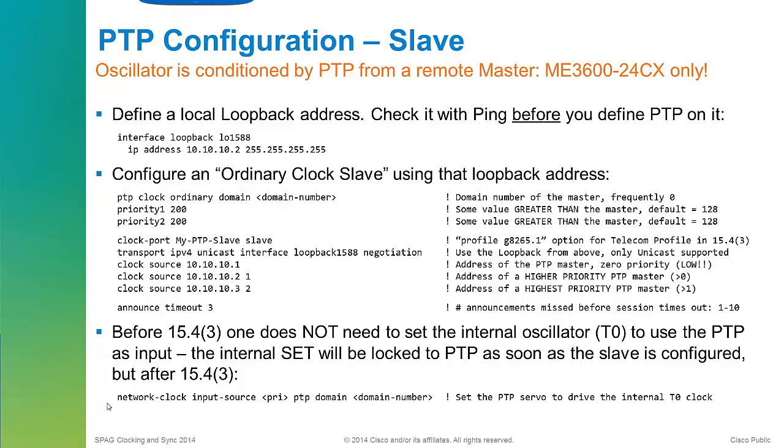The 24CX, only because PTP doesn't run on the other two, but similarly, you define a loopback address. It's very much the same as the 903. In earlier versions, you didn't have to define PTP as an input to your system clock, because it assumed as soon as you configured it that PTP was going to be your input. But from 14.5.3, which was released in July, then you have to define it as well. Network clock input source, I want it from PTP.